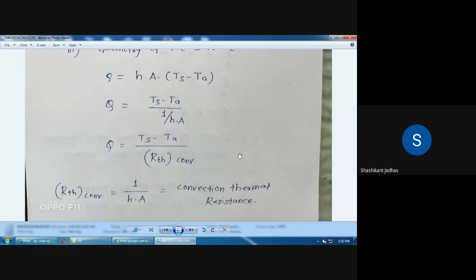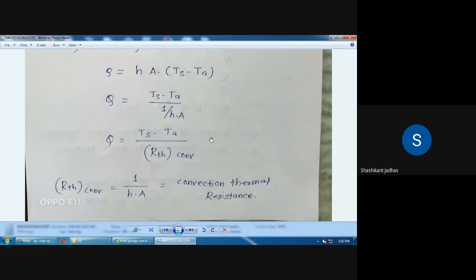Many times they ask us to calculate the value of thermal resistance for convection. At that time we have to use this equation, 1 upon HA, and by using that we find the value of thermal resistance for convection, that is 1 upon H into A. Okay, so this is Newton's law of cooling.